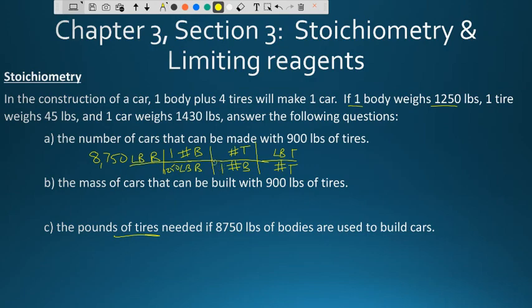I say that one body does still require 4 tires. And then I can go through and say one tire is 45 pounds. Okay, so in that process, I end up with 1,260 pounds of tires.